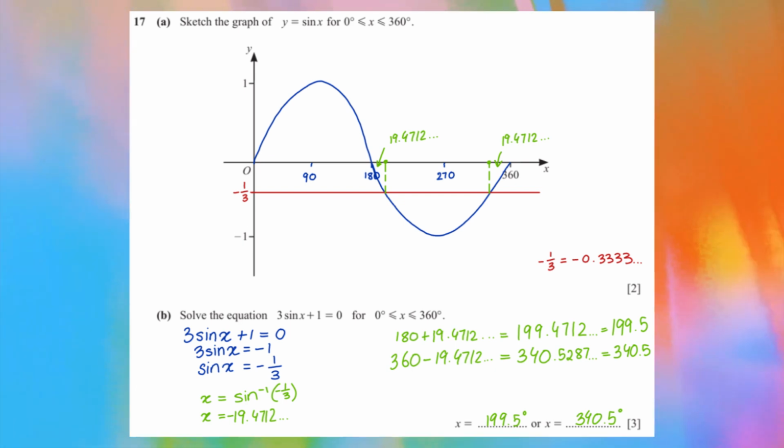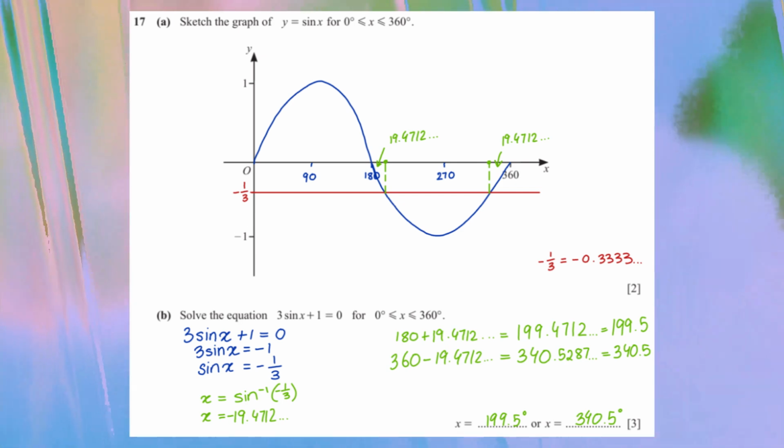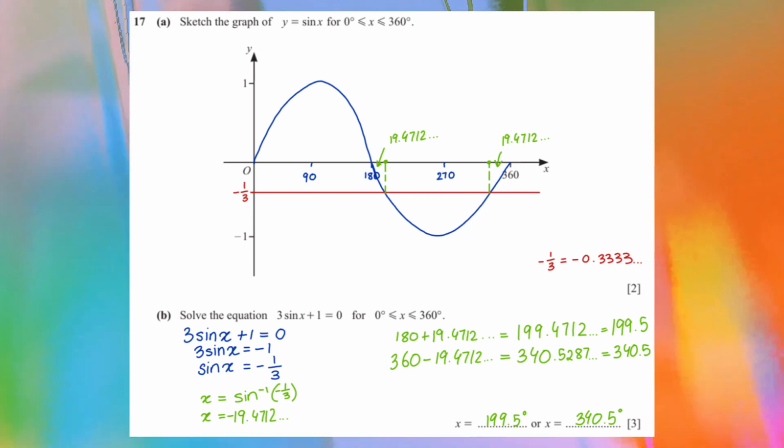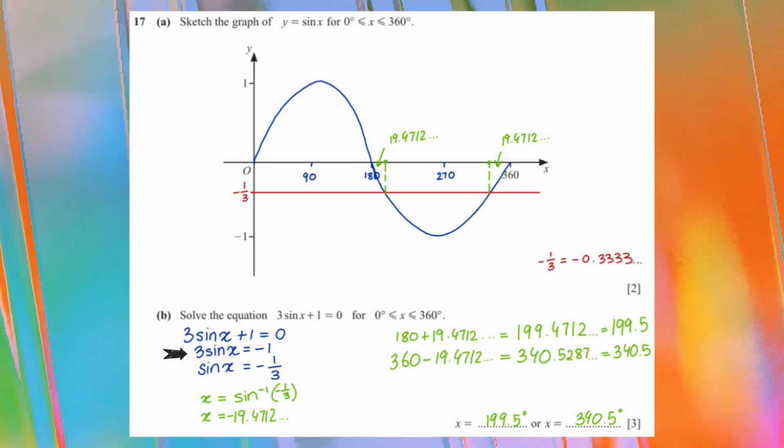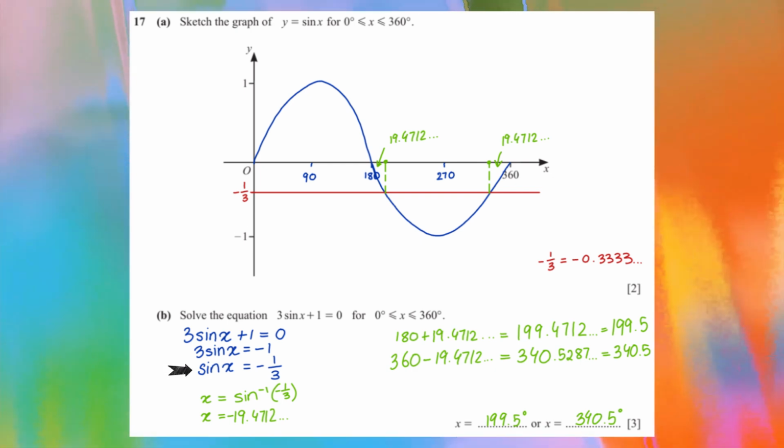Now to solve part B of question 17. It says to solve the equation 3 sine x plus 1 equals 0 for x from 0 degrees to 360 degrees. So, first we are going to rearrange this equation so that we make sine of x the subject. To do this, subtract 1 from both sides. Then divide both sides by 3. Now we can see that sine of x equals minus 1 over 3.